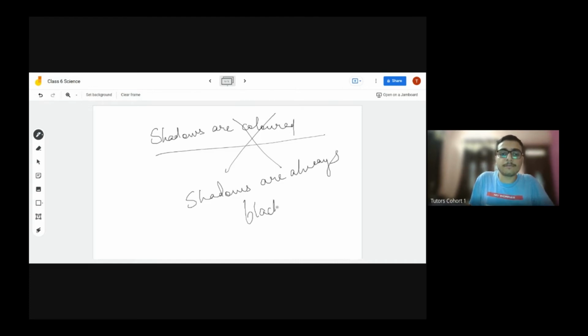Very good. So children, we can say whenever there is no light, it is dark.